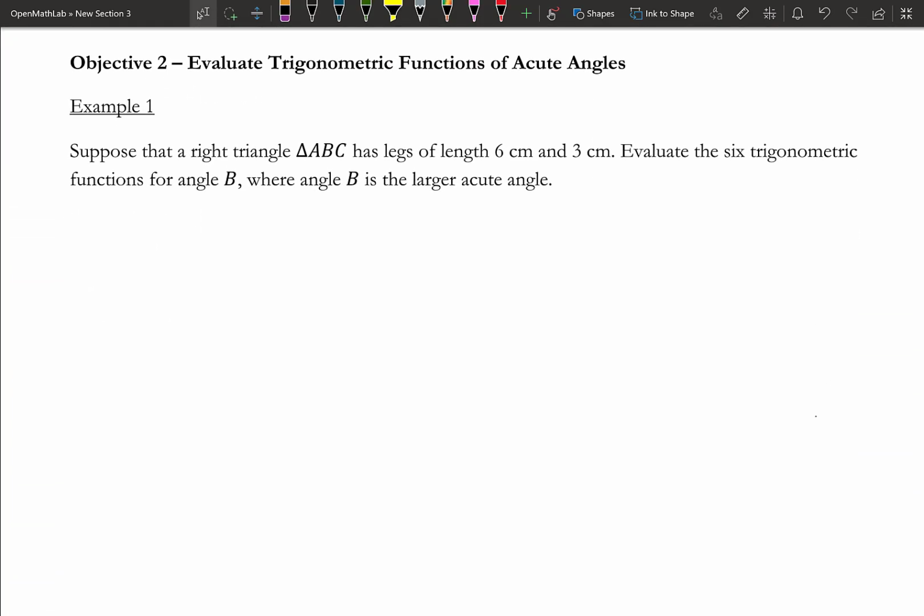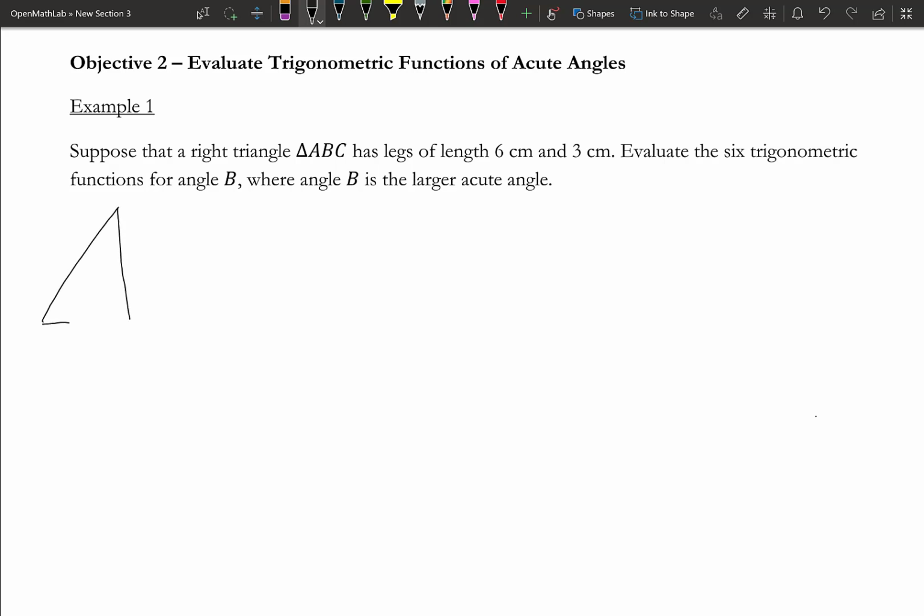Good. All right, now we're ready to look at objective 2, which is evaluating trigonometric functions of acute angles. Example 1: suppose that a right triangle, triangle ABC, has legs of length 6 centimeters and 3 centimeters. Evaluate the 6 trigonometric functions for angle B, where angle B is the larger acute angle. So let me first start by drawing a diagram.